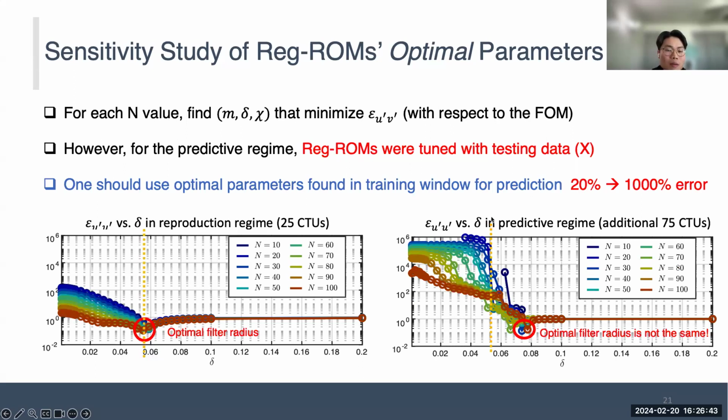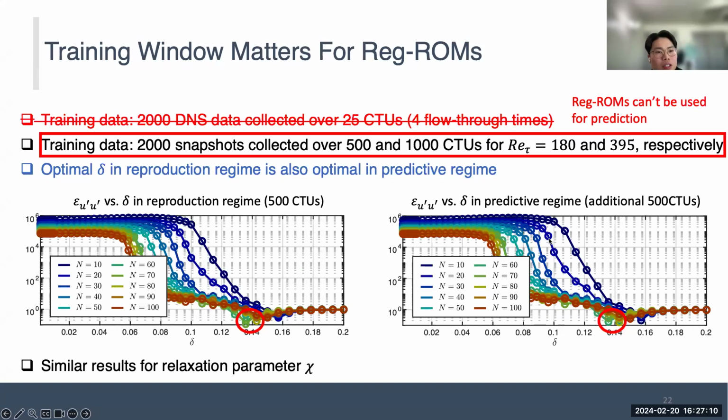And it is because, as you can see in the plot I'm showing below, the optimal filter radius for each n-val is at a different location in the reproduction regime and the predictive regime. So that's why it's sensitive. It took us some time to fix this.